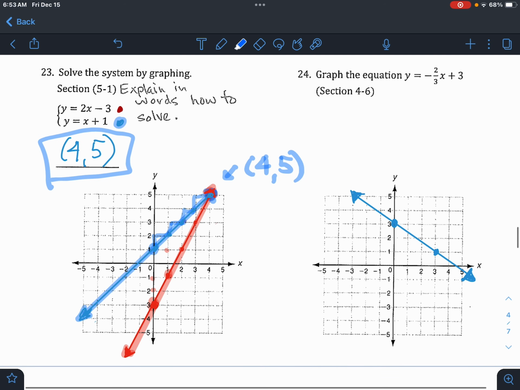On 24, I'm just graphing the line. My y-intercept is 3, and my slope is a negative 2/3. So I know that can be negative 2 over 3 or 2 over negative 3, right? If I do the first one, I would go down 2 and over 3. And if I do the second one, I'd go up 2 and over -3. It really doesn't matter which way we apply the negative, just that we only apply it to one.